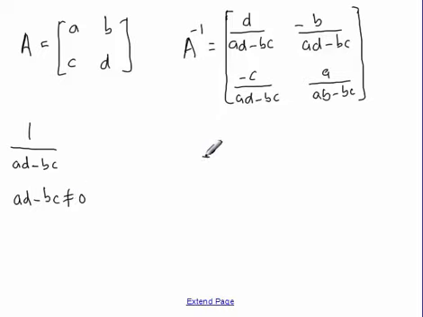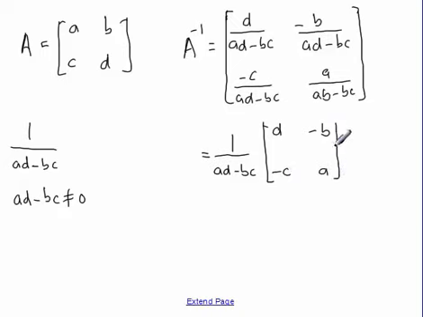And then this will look like 1 over AD minus BC multiplied by the matrix D, minus B, minus C and A. And this matrix, we're going to call it the inverse of A. I'm giving you as a task, your homework: go and multiply these two matrices and make sure that you get the identity.